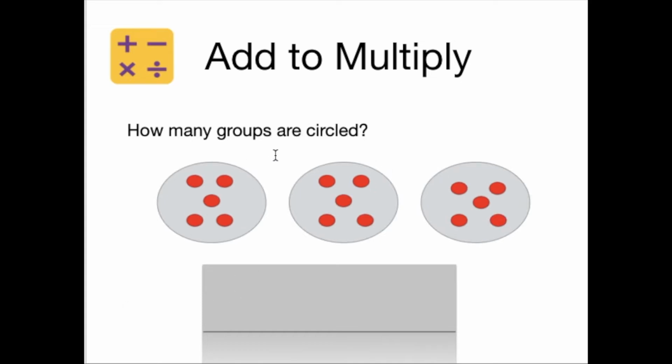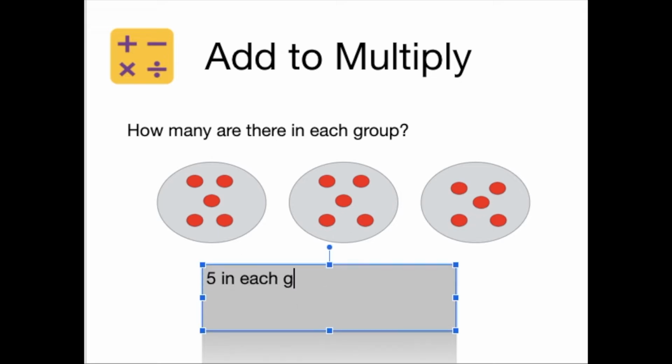How many groups are circled? Once again, I see 1 group, 2 groups, 3 groups. 3 groups. And how many are there in each group? In each group, I see 1, 2, 3, 4, 5. There are 5 in each group. 3 groups, 5 in each group.